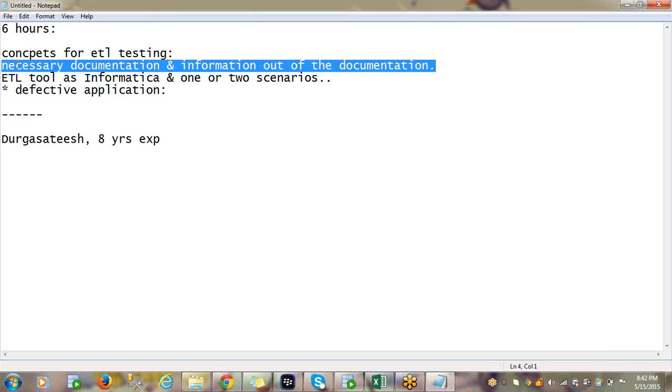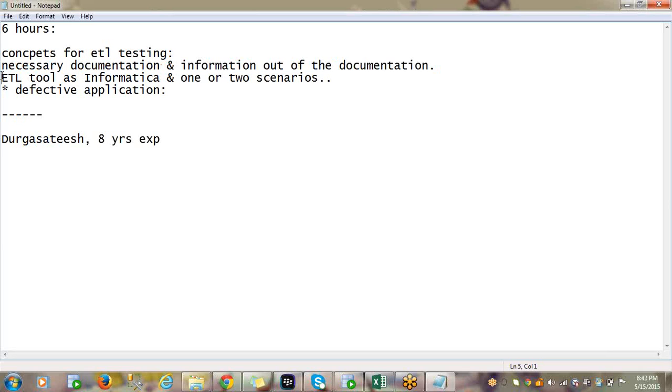Then whatever we have studied here in the second step, like the documentation and the test cases, we would be implementing them with a small example. If we have time, I'll go with another example. It's all about the availability of time within our 6 hours duration. I'll be taking the ETL tool as Informatica, and by using Informatica, I'll be giving you these particular scenarios.